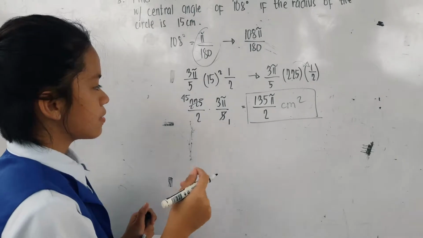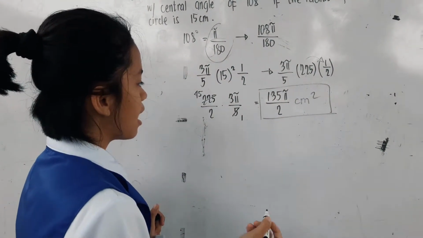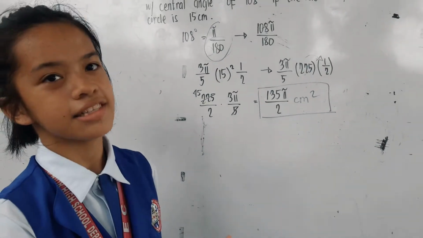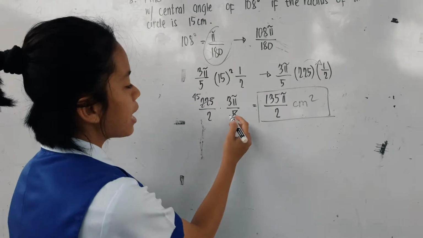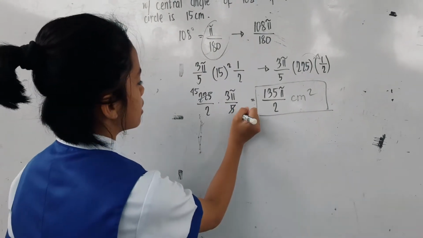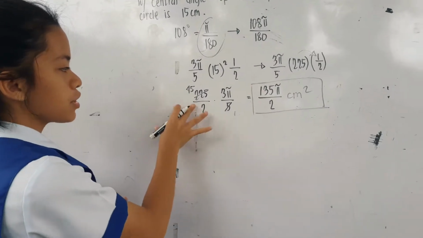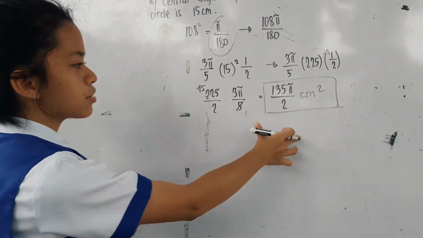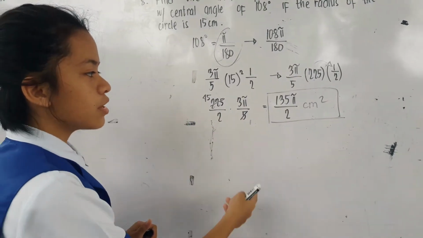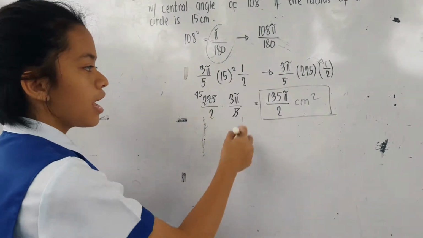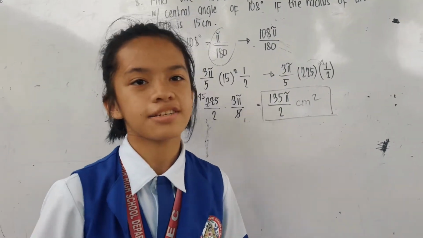And we must find the LCD, which is 5 for 1 and 225 is 45. So 45 times 3 is 135 pi, and 2 multiplied by 1 is 2. So 135 pi over 2 centimeters squared is our answer.